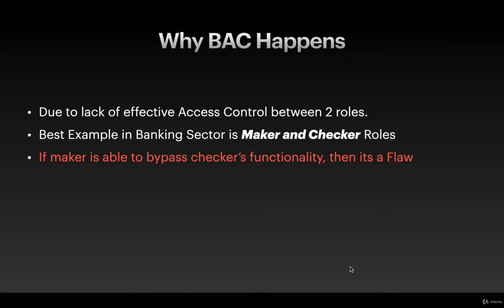So why does broken access control happen? Due to the lack of effective access control between two roles. Best example in a banking sector is maker and checker roles, as we already discussed what is a maker and what is a checker. If a maker is able to bypass the checker's functionality, then it's a flaw. If any person is able to do an unauthorized job or a task which he is not allowed to do because of the user role restriction, if he is able to perform that, then it is a BAC issue.